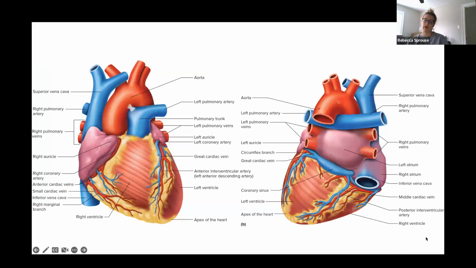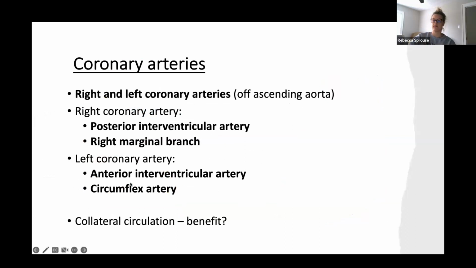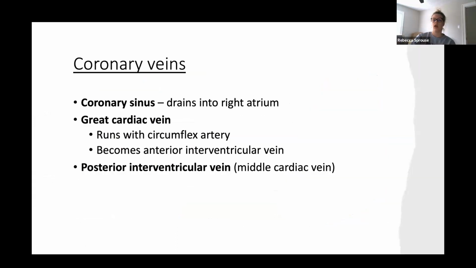Now, what's the benefit of collateral circulation? Well, the heart does a really nice job of redirecting blood flow if one of these arteries is blocked. The heart will either redirect that blood flow into a different artery that can feed the same area of the heart so that muscle doesn't die, or it can actually create new vessels, new vascular pathways. The heart muscle is very smart in that way.